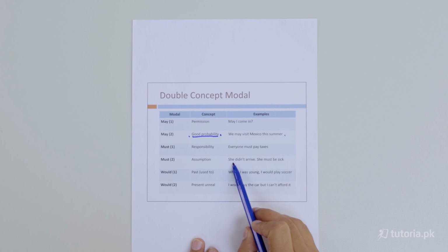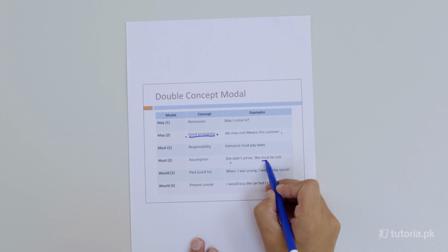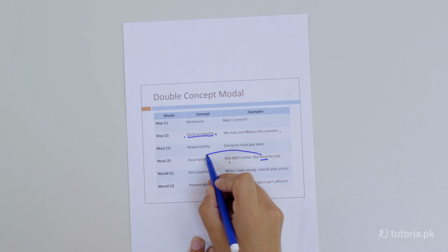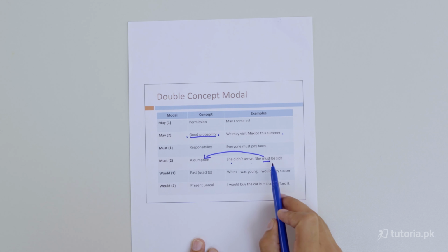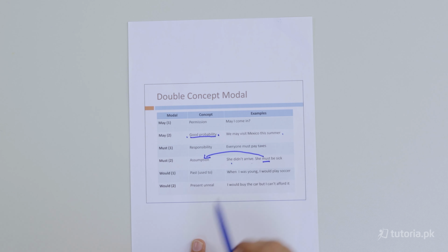Look at this. She didn't arrive, she must be sick. This word represents the assumption that this man is making, that she must be sick. That's why she didn't arrive on time. Now, must can be used to show responsibility as well. For example, everyone must pay attention in the class.